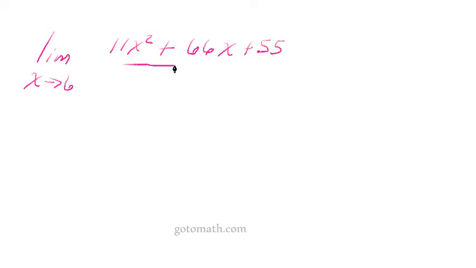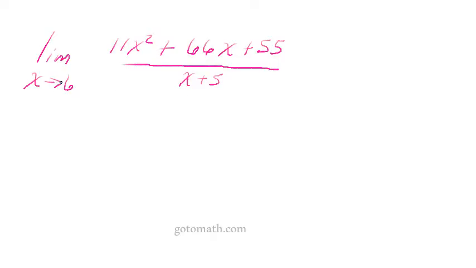Let's write that up on the board. So we have the limit as x approaches 6, I believe it was, of 11x squared plus 66x plus 55, and it's all over x plus 5.